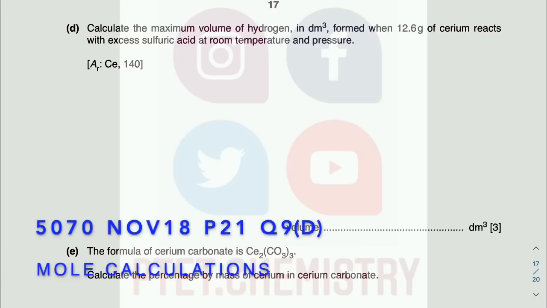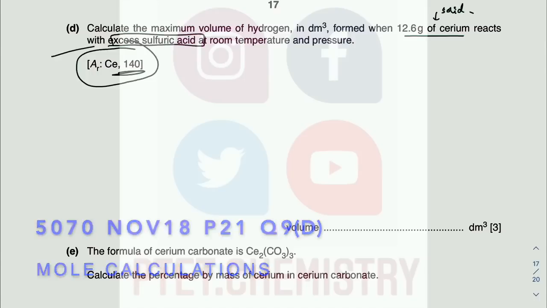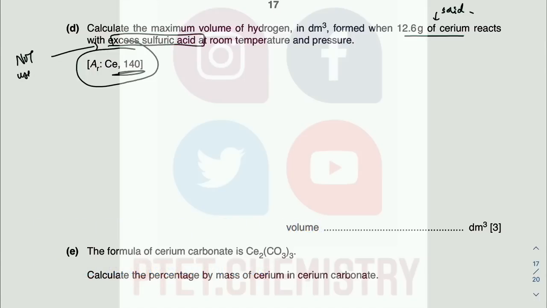Next bit is a calculation question. So they say this is the cerium. Here we are dealing with a solid, so therefore we need the Ar there. So cerium is just that as an element. You have excess sulfuric acid, so it is not used. You do not use something which is in excess in a mole calculation, yeah, because it's not completely used up.